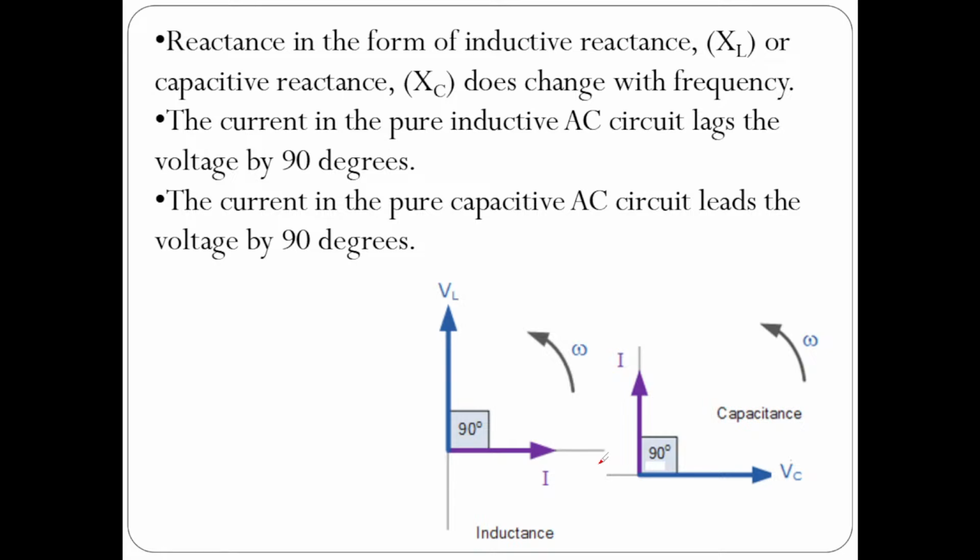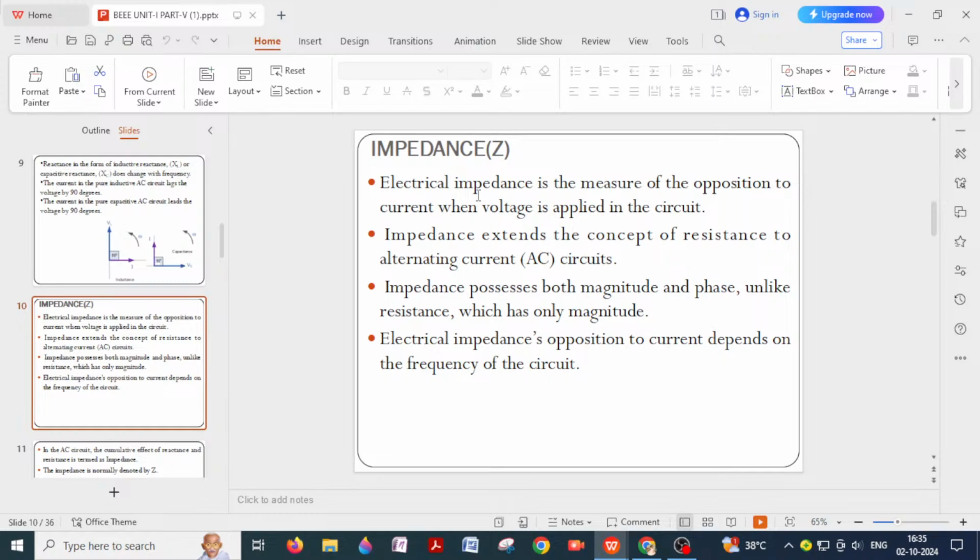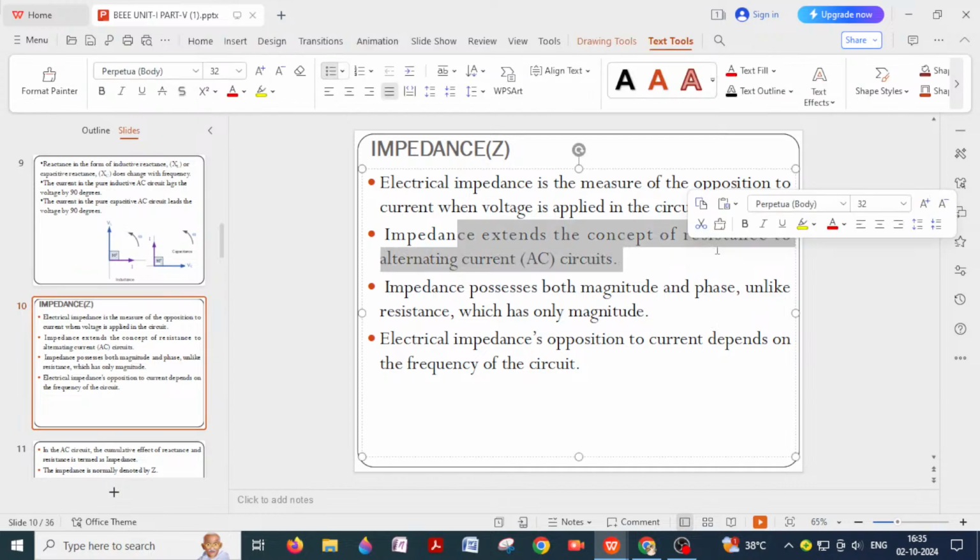Okay, now let us see the next one, that is impedance. Impedance is the measure of opposition to the current flow when supply voltage is given to the circuit. It also opposes the flow of current whenever current flows in the circuit because of the applied supply voltage. So its properties are almost similar to resistance.